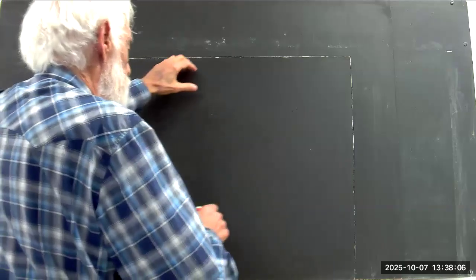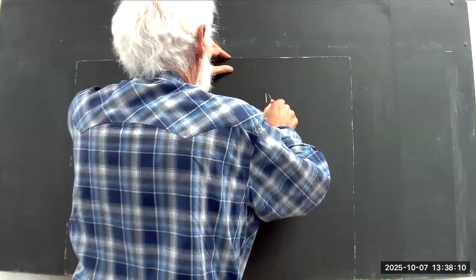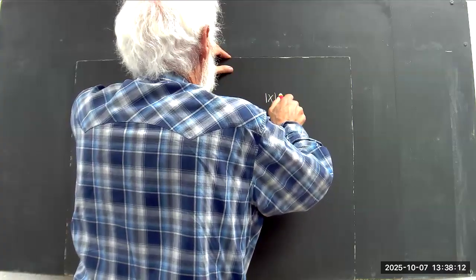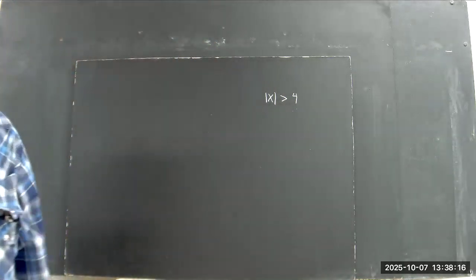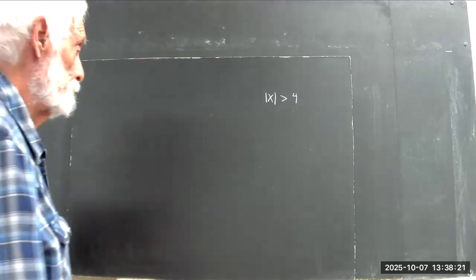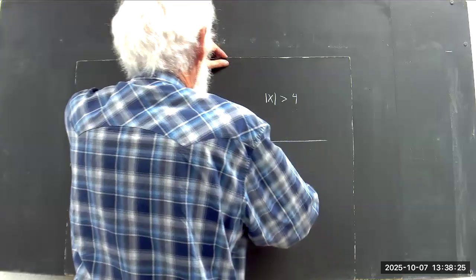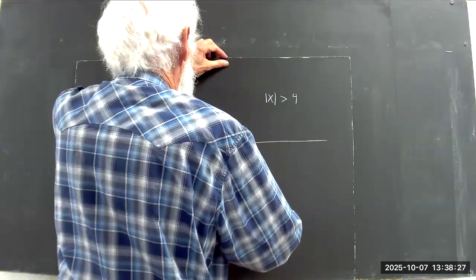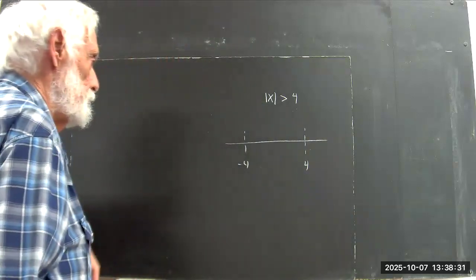Okay, let's say we now have absolute value of x greater than 4. Again, I'm going to draw a number line. I'm going to put negative 4 here and 4 here.